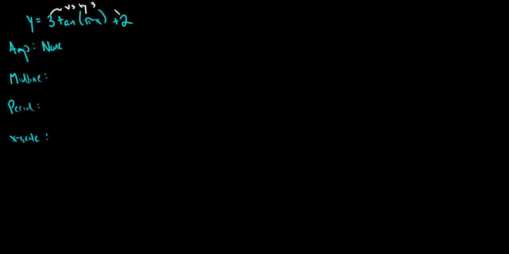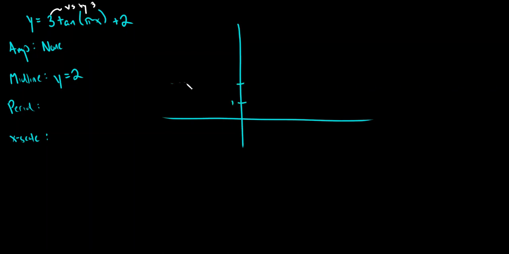Now the midline, well, is +2 outside, which means it got shifted up 2, which means the midline is at y equals 2. So let me go ahead, start breaking this down. The midline is at 2. And it's vertically stretched by 3. So the fake amplitude is 3. So I'm going up 3, 1, 2, 3. So I'm going to be plotting a point up here at 5. And I'm going to be going down 3, 1, 2, 3. I'm going to be plotting a point down here at -1.